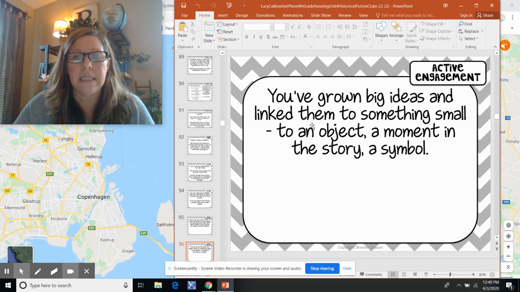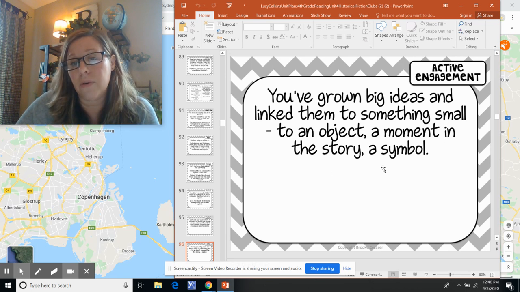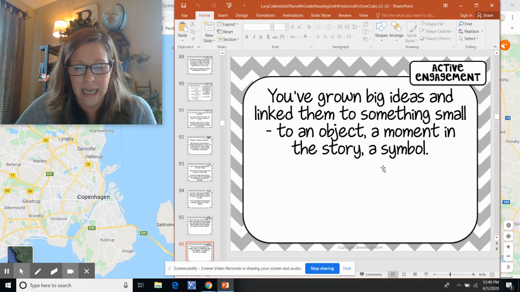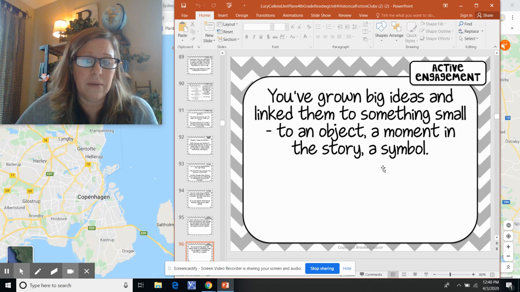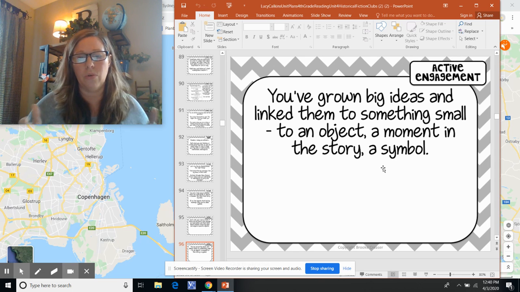So you've grown big ideas and you're going to link them to something small, to an object, a moment in a story. So you're looking for some symbols. And as we continue to read Number the Stars, we're going to be looking for more of those symbols. They're all over the place. And sometimes if you're not paying attention, you might miss them. And so today, while you're doing your independent read, I want you to look for those small things in your book, because they're connected to the bigger meaning or the theme of your story.